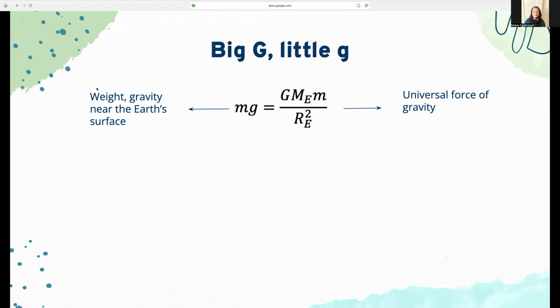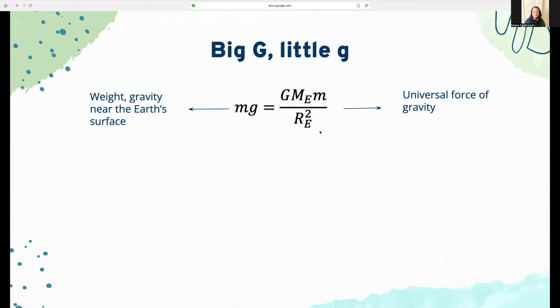So the weight of gravity near the Earth's surface, the thing we've used, little m, the mass of the object, times g, the free fall acceleration or gravitational acceleration, or 10 meters per second squared, is equal to the universal force of gravity when we plug in the mass of the Earth and the radius of the Earth. And then this mass is still the mass of our object.